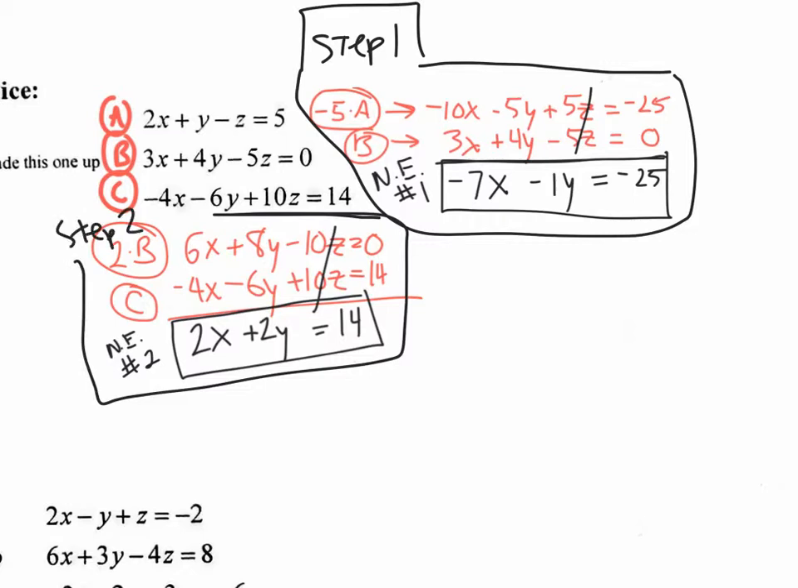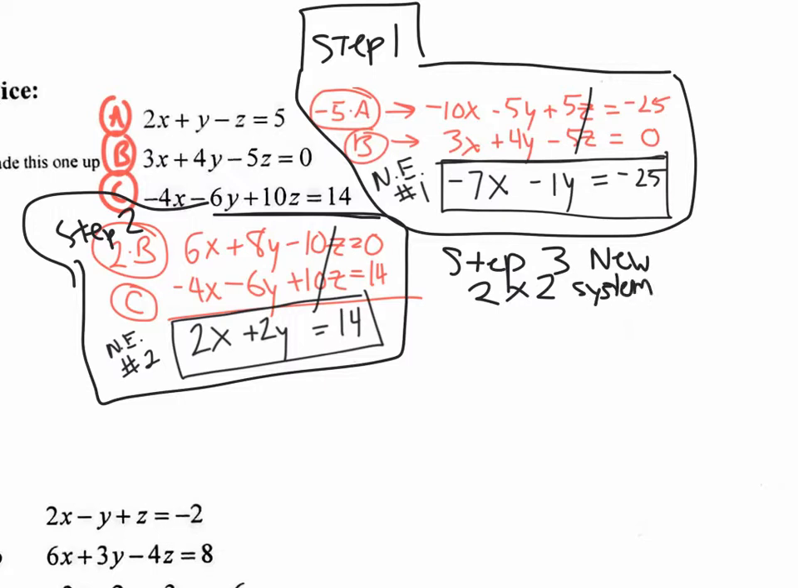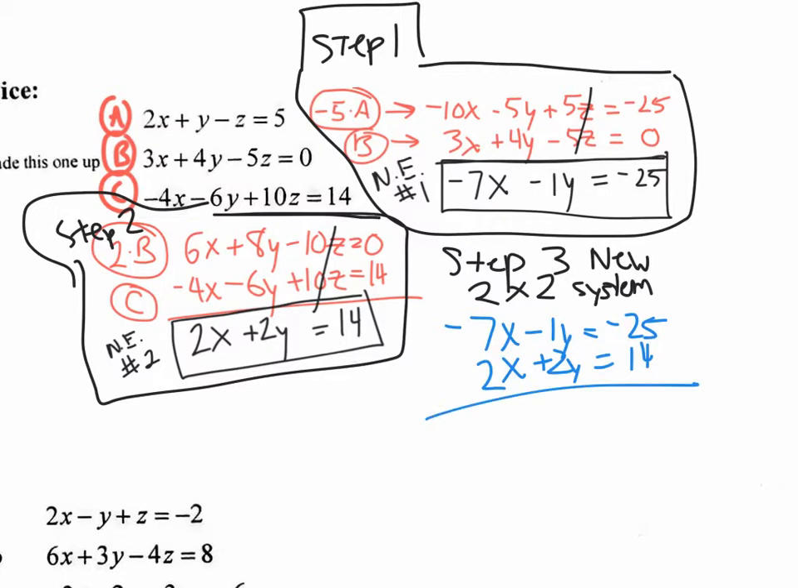Step 2. And now going for step 3, and that's creating a new 2x2 system. That new 2x2 system comes from the new equations. New equation 1 was negative 7x minus 1y equals negative 25. And the other one is positive 2x plus 2y equals 14. And we need to solve this new 2x2 system. That's what step 3 says.